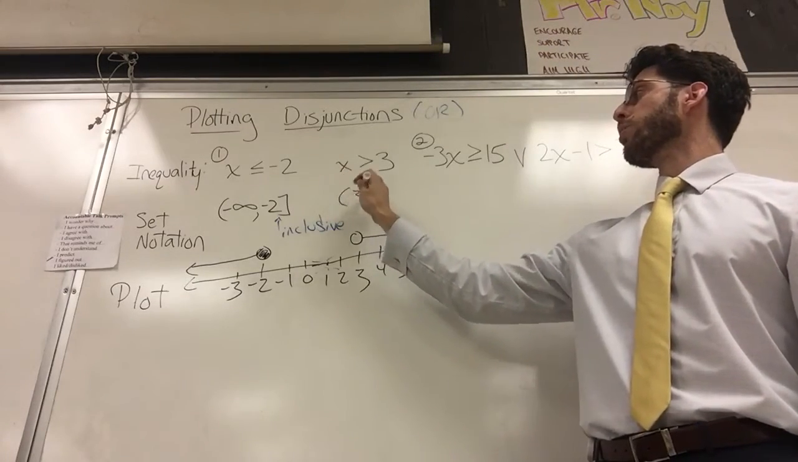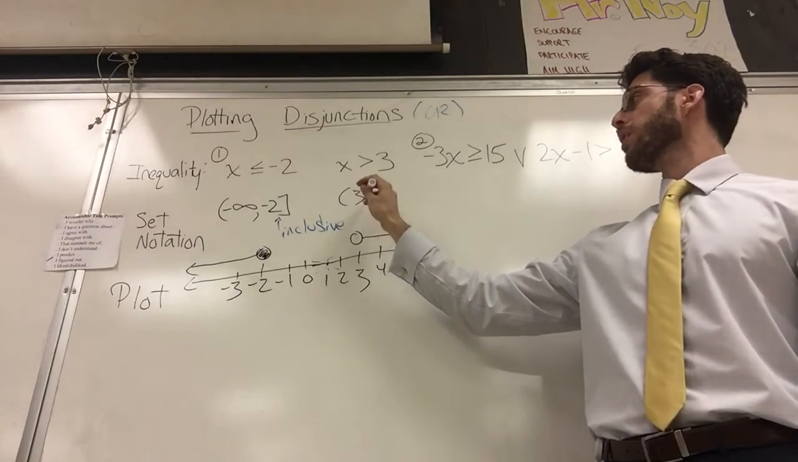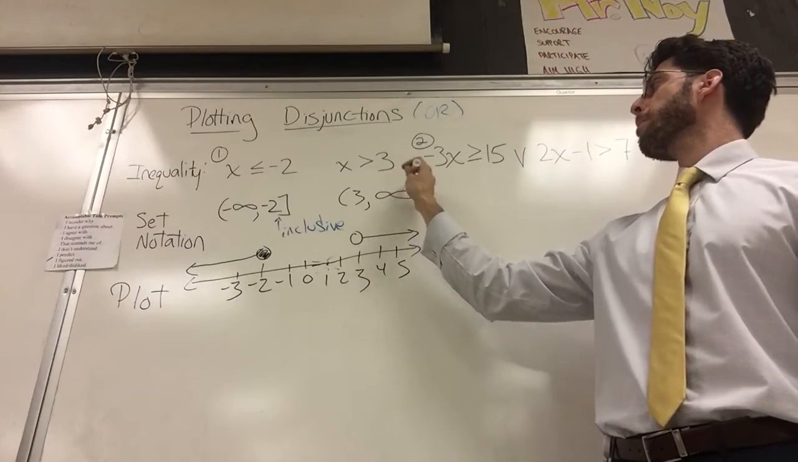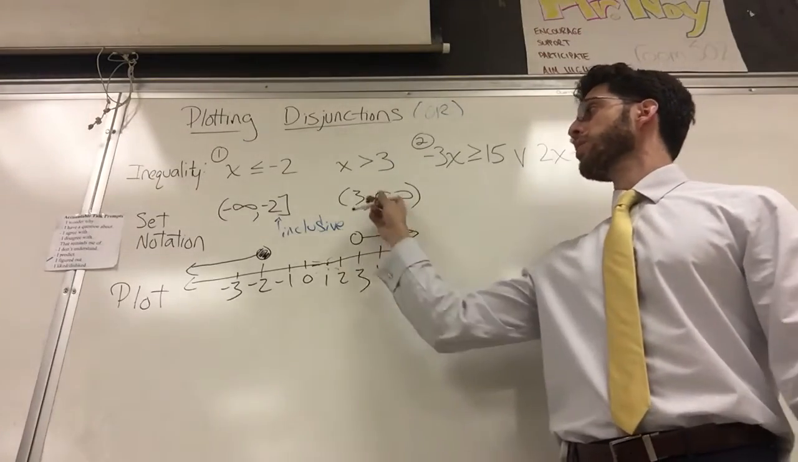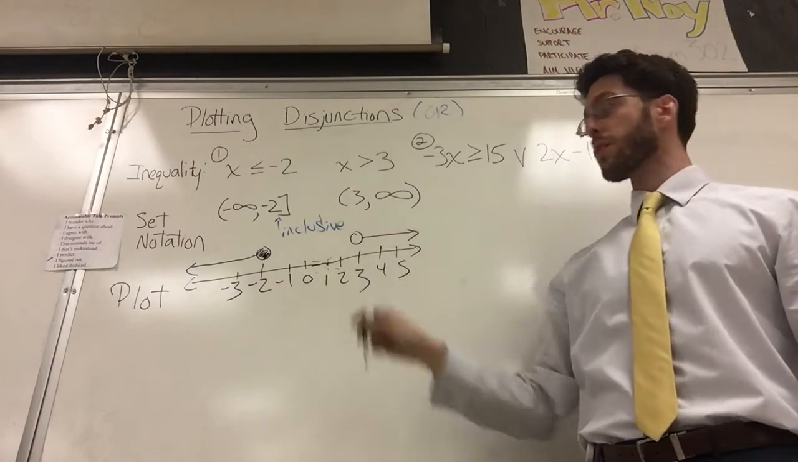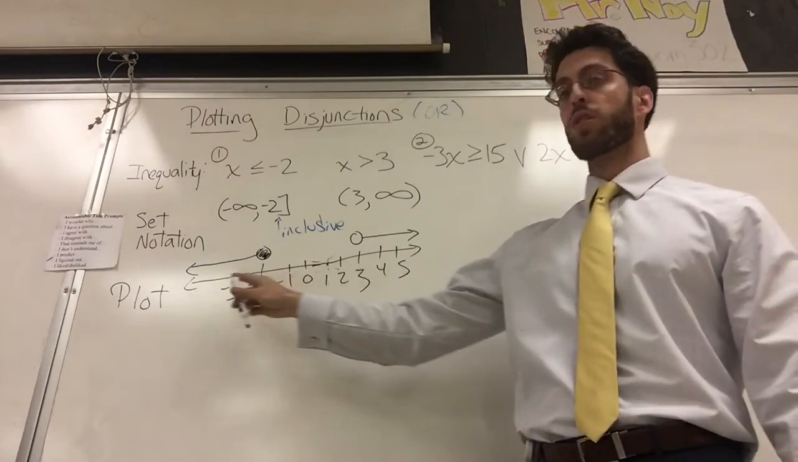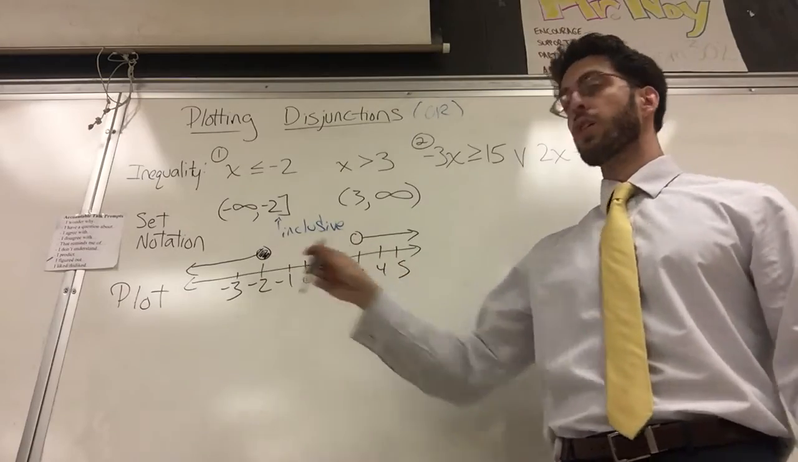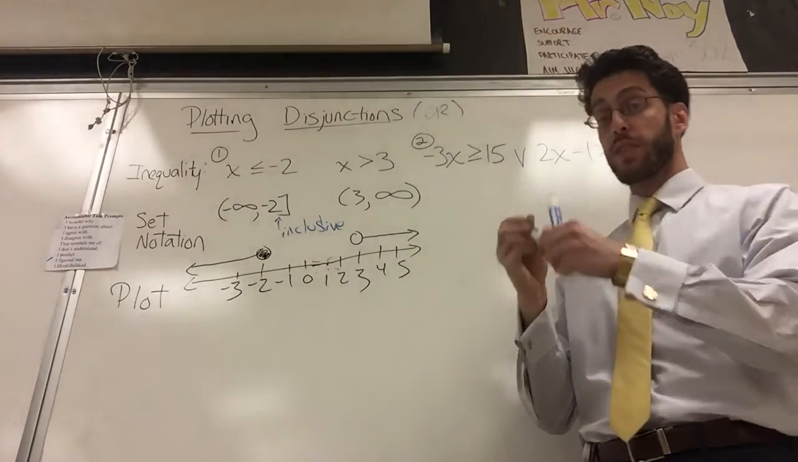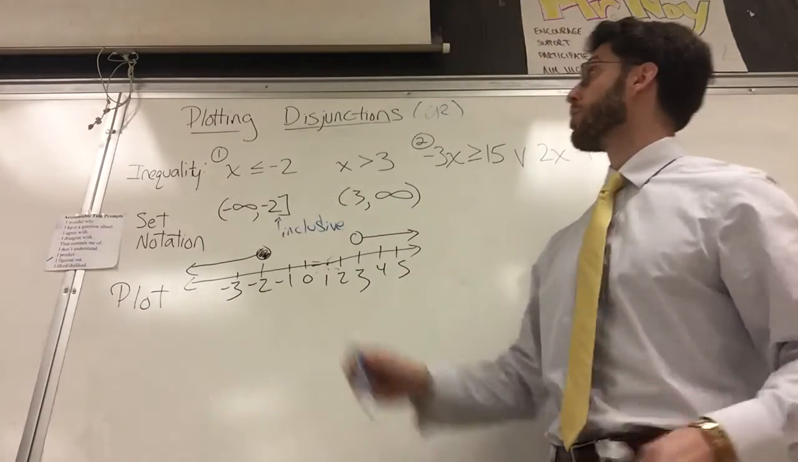I don't include 3, so open parentheses 3, comma, and then we go all the way to +infinity. That looks a lot better than that one. And this is my set notation for this or this. Okay? Now do you see how I have one graph, but I have two arrows? Either I'm doing this or I'm doing that. So that is an example of a disjunction.